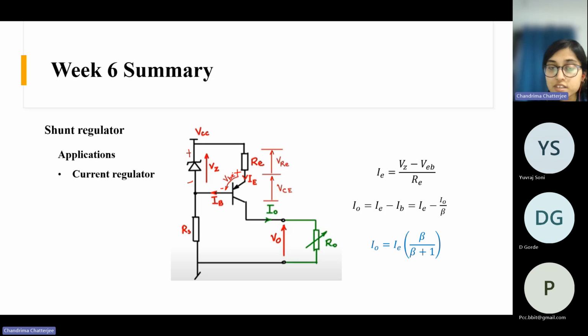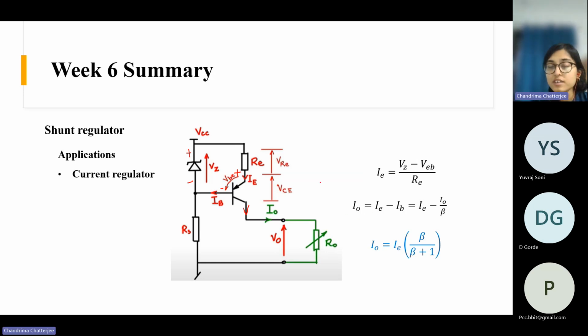So Vz minus VEB will be the drop across this resistor, and if we divide by the resistor value, we can get the emitter current IE, right? That will be our emitter current. If we have the emitter current, we can easily find out the collector current, and the collector current is nothing but the load current. This current is flowing through the load resistance R naught.